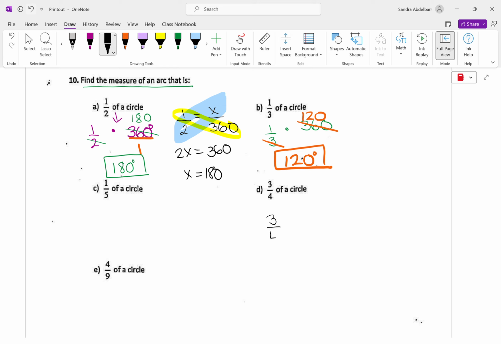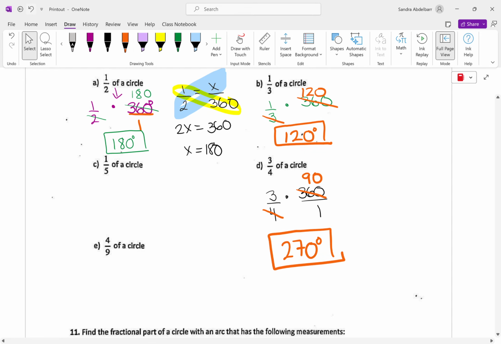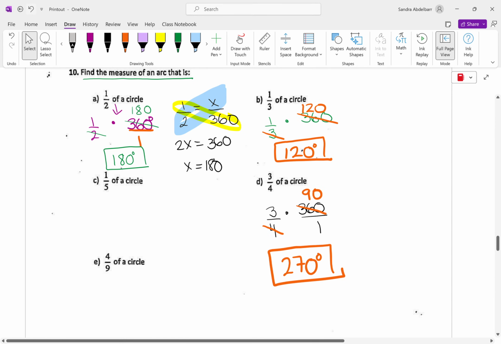All right, let's go to letter D. We want to do 3/4 of a circle. So I'm going to say 3/4 times 360. Because I'm multiplying, I can cross simplify. 4 goes into 360 90 times. Is my answer 90? No. 3 times 90 is 270. All right, you guys do letter E.